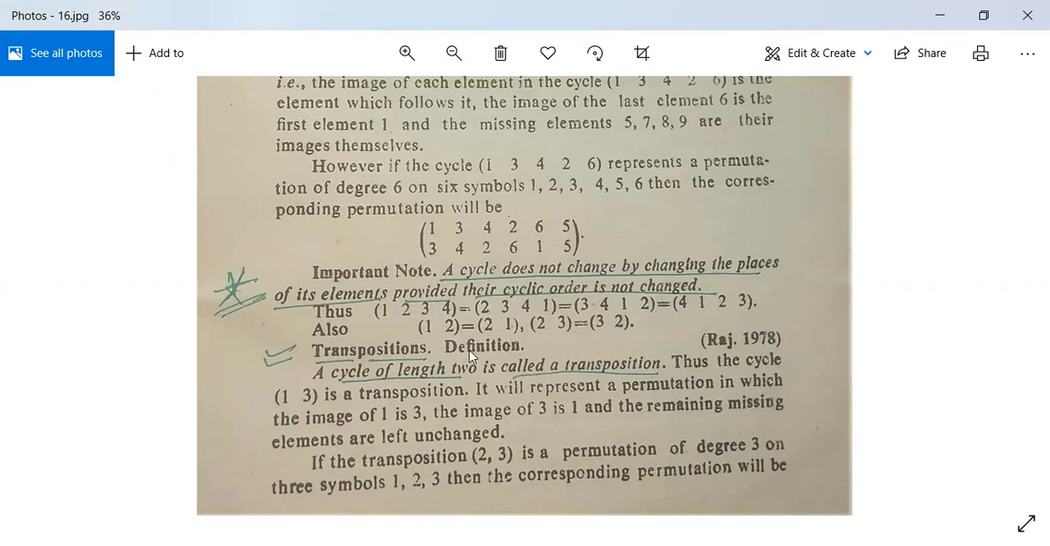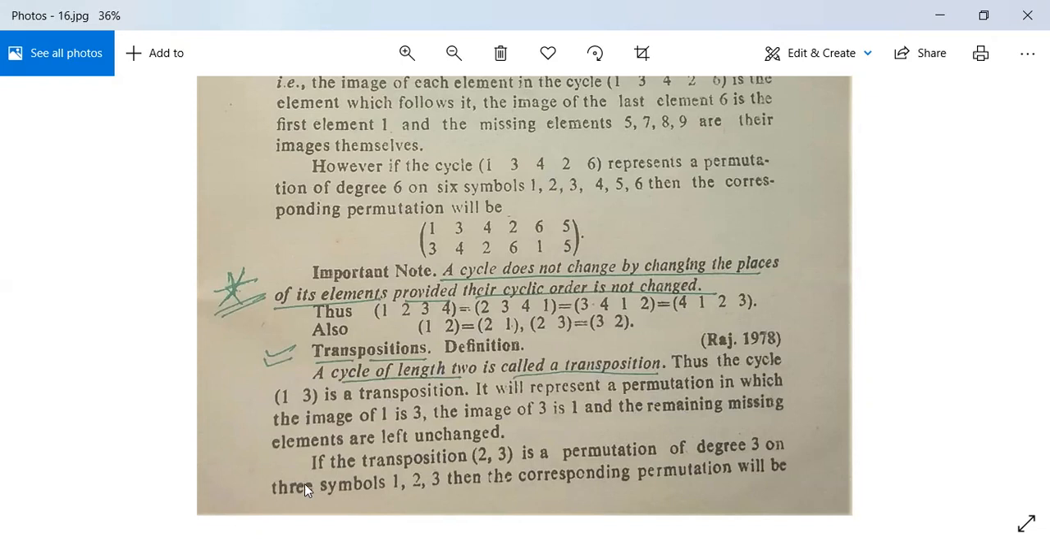नेक्स्ट, देयर इज ए कॉन्सेप्ट ऑफ ट्रांसपोजिशंस. देखो उसका डेफिनेशन. A cycle of length 2 is called a transposition. So this is your transposition, this is a transposition, this is a transposition, and again this is also a transposition. A cycle of length 2. Thus the cycle (1, 3) is a transposition. It will represent a permutation in which the image of 1 is 3, the image of 3 is 1, and the remaining missing elements are left unchanged.